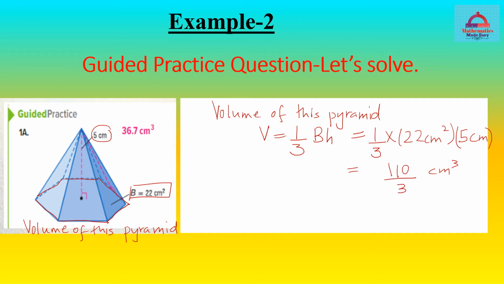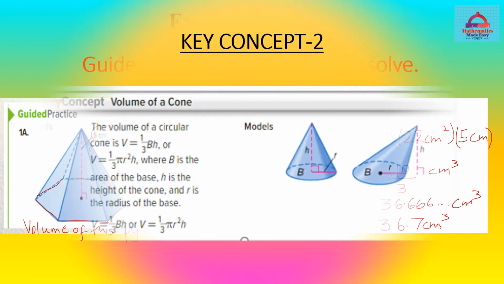So if you do your calculation, it will come out to be 36.666, recurring decimal. So let's round it off to one decimal place. So it is going to be approximately equal to 36.7 centimeter cube. So that is the volume of this hexagonal pyramid.